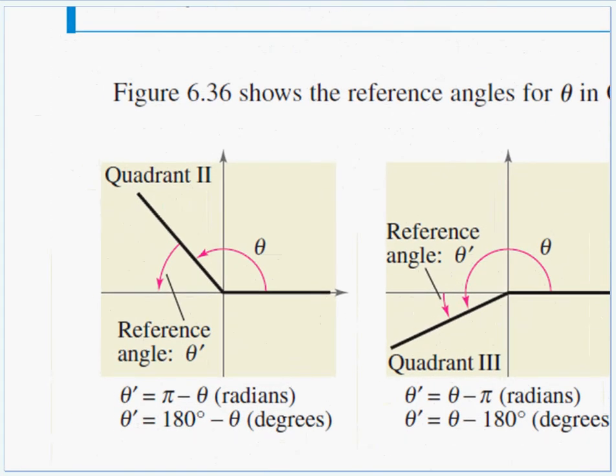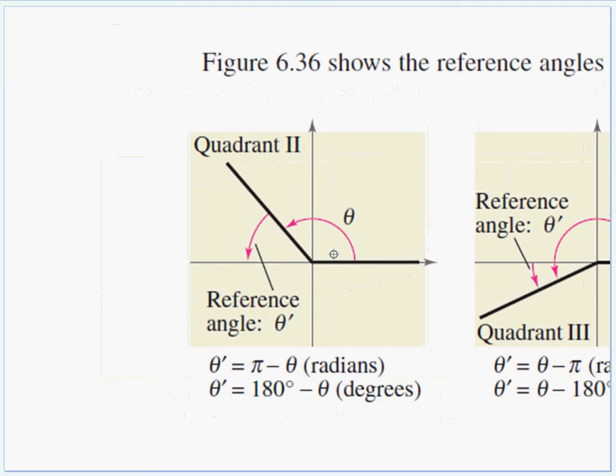So if we're in quadrant 1, the angle is the reference angle. Whatever this angle is, the same would be our reference angle. But now, if we go into quadrant 2, we're out this way, and here's angle theta. The reference angle is this angle that gets you back to the x-axis, theta prime. So if we're in degrees, it would be 180 minus that angle, or if we're in radians, pi minus that angle. Just think how many more degrees or radians to get back to the x-axis.